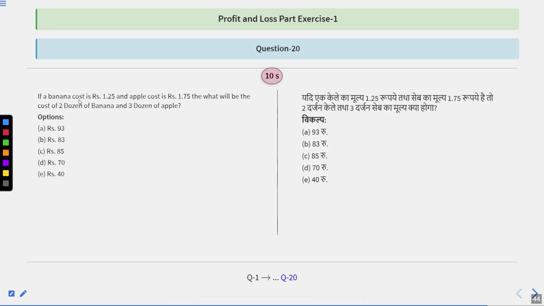Next one. If a banana costs 1.25 rupees and an apple costs 1.75 rupees, then what will be the cost of 2 dozen bananas and 3 dozen apples? You have 5 options and 10 seconds to analyze the question. Your time starts now.